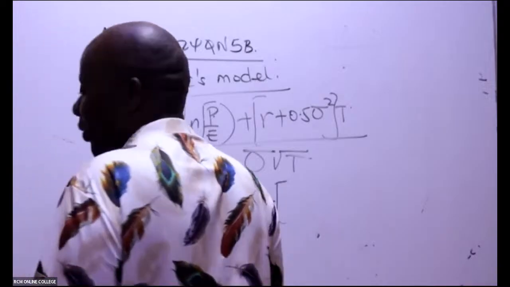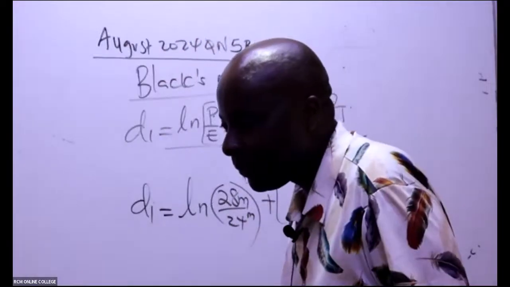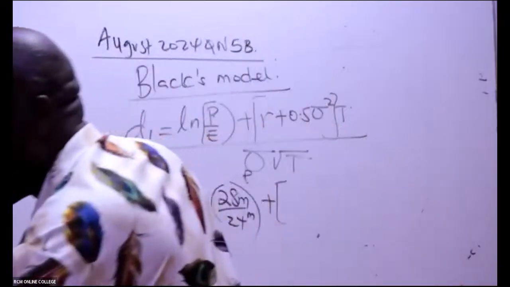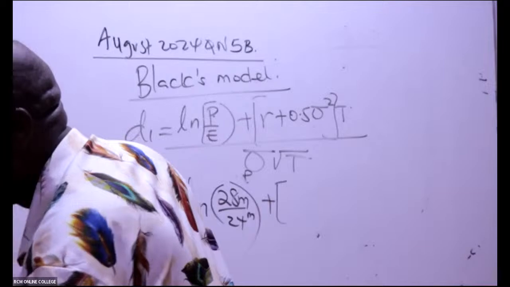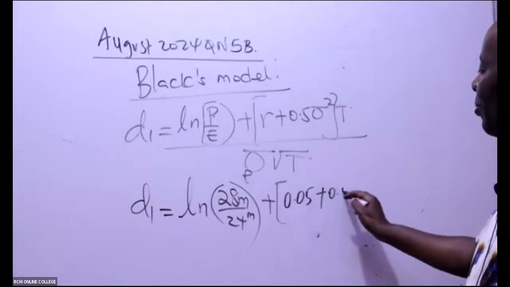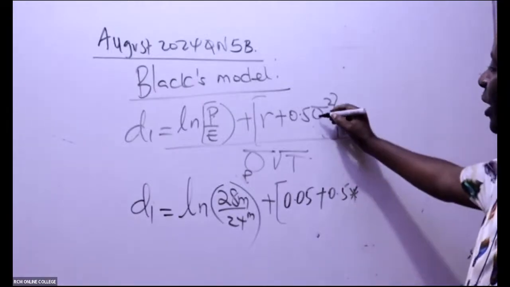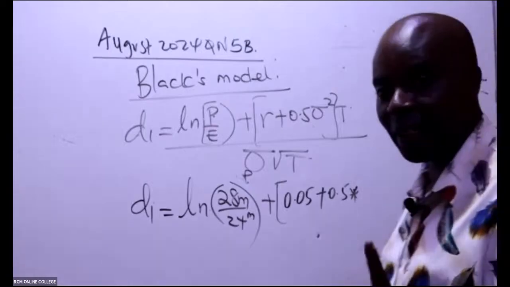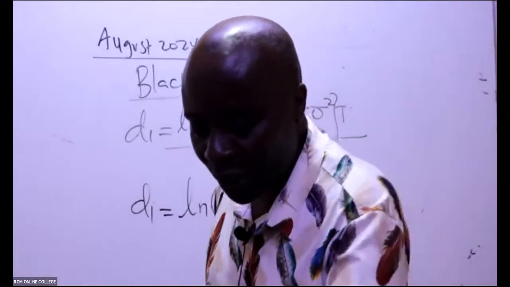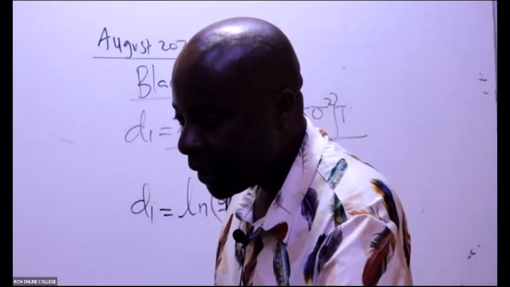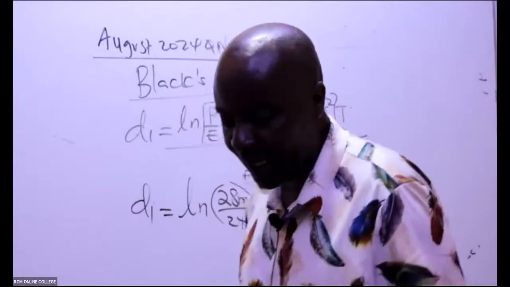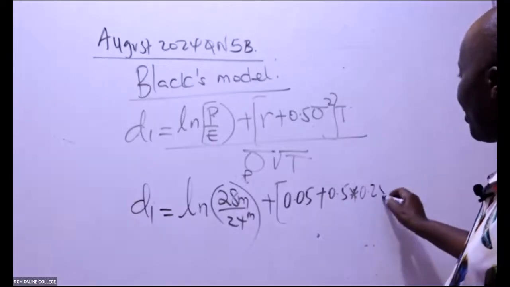Plus, have they given me the risk-free rate of return over here? 5%, right? So 0.05 plus 0.5 times, what is the standard deviation given in the question? Remember, volatility is not variance. Volatility is standard deviation. The standard deviation is 0.25, 25%, isn't it? So 0.25 squared.